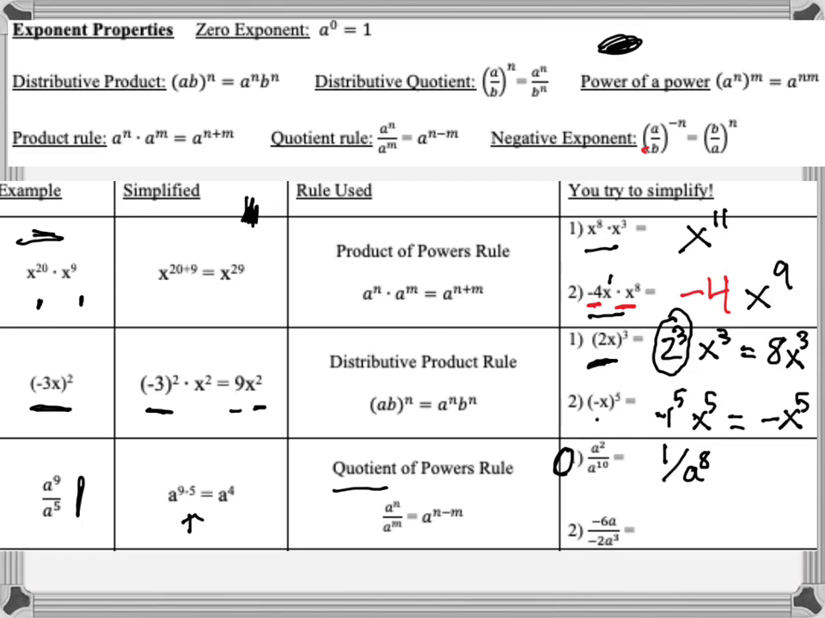If we are dealing with a fraction that has variables and coefficients, when we're dividing with coefficients, that's just a regular division problem. So -6 divided by -2 is 3, and a divided by a to the third, well, if we subtract the exponents, 3 minus the 1 that we have here gives us a squared, and since the bigger exponent is on the bottom, that a squared is on the bottom.